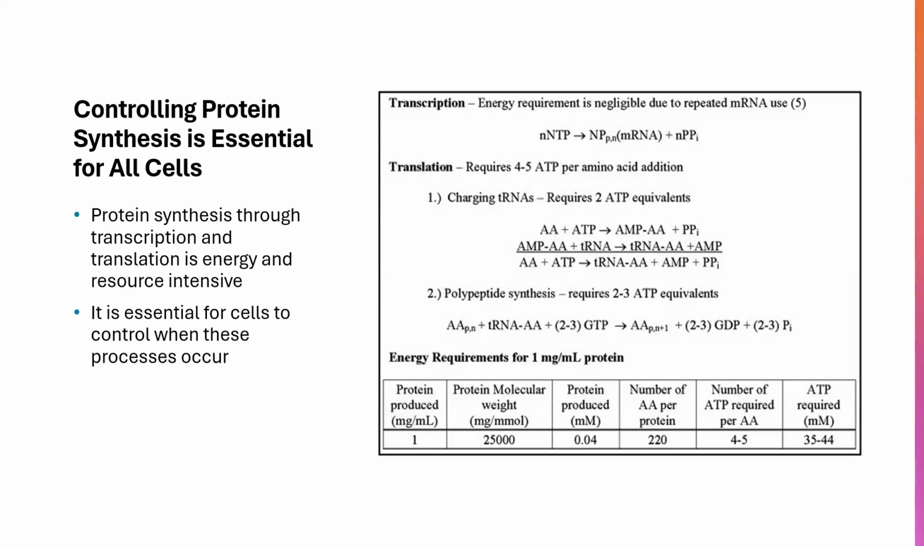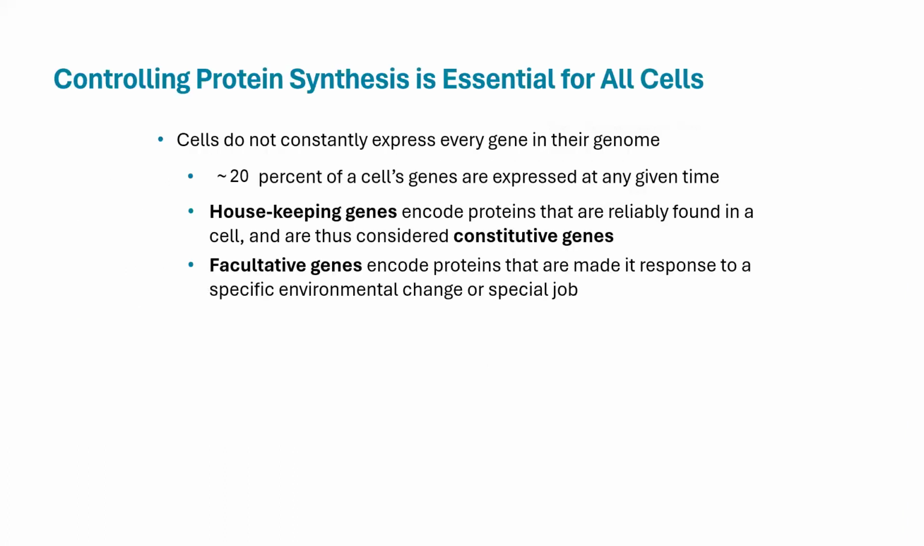It's very important for the cell to be able to control this and only use those resources and that energy when it needs to. And so we do this primarily through this process of having both housekeeping and facultative genes. So not all the genes are going to be constantly expressed at all times. In general, only about 20% of a cell's genes are being expressed at any given time.